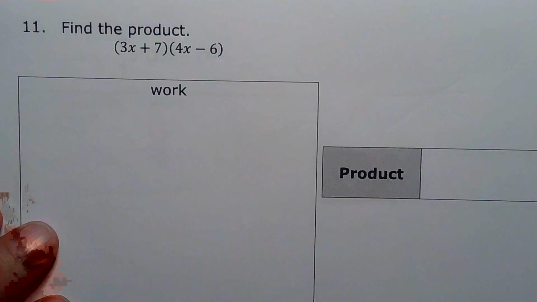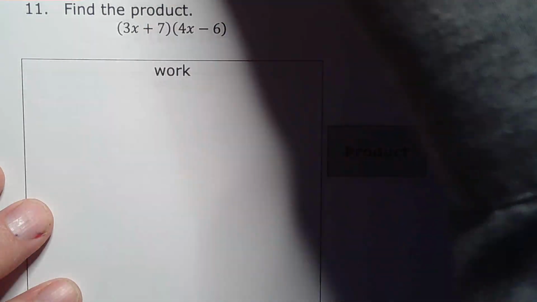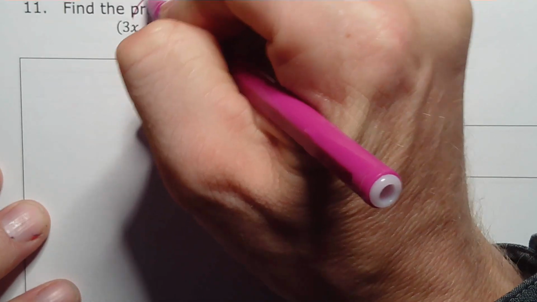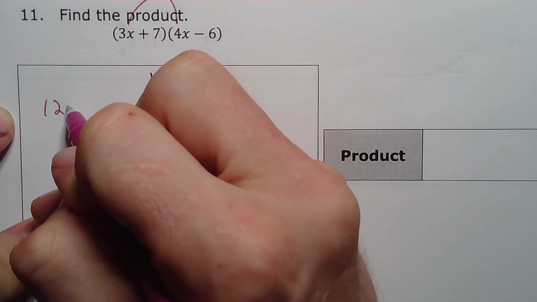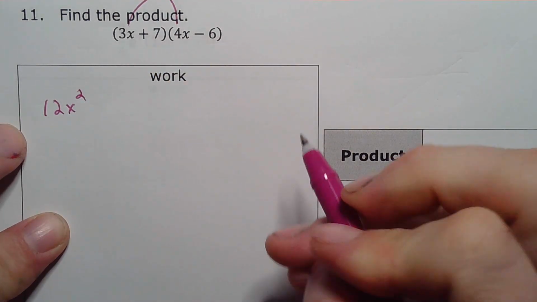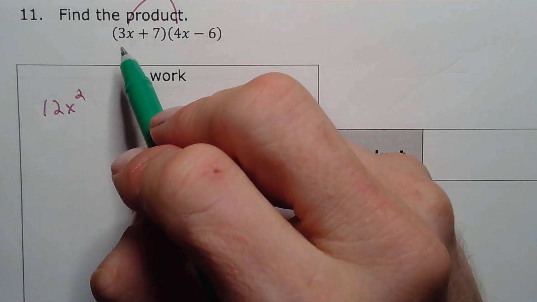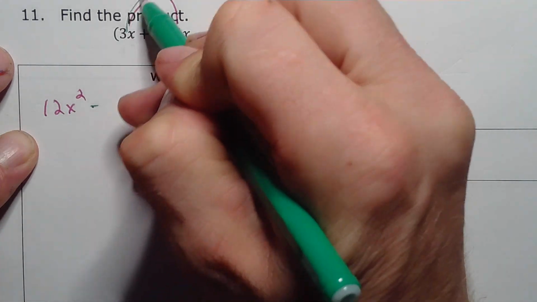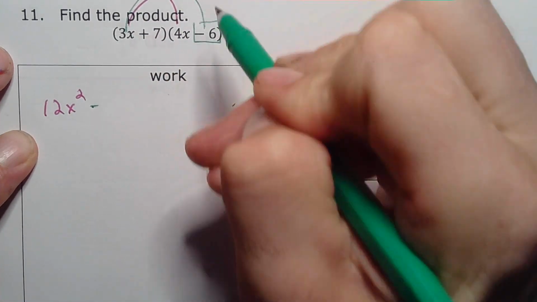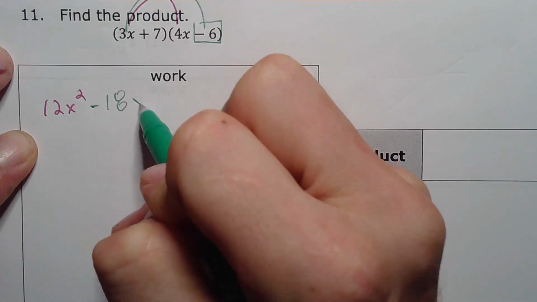All right, so let's do this 2 ways here. Let's do it with the distribution method, where we go 3x times 4x. That's going to be 12x times x is x squared. That makes a new type of variable term. Then we have 3x times -6. It's going to be negative, right? That's going to be -18x.